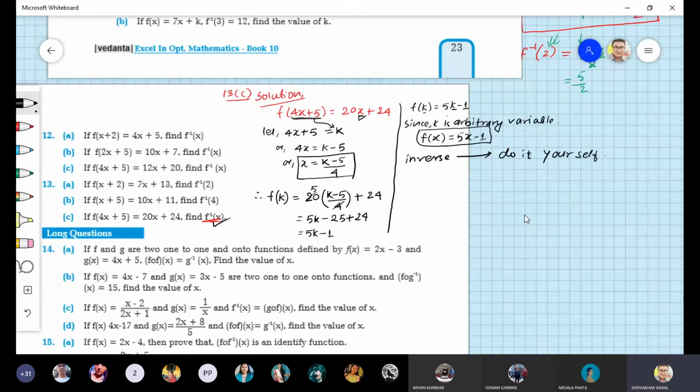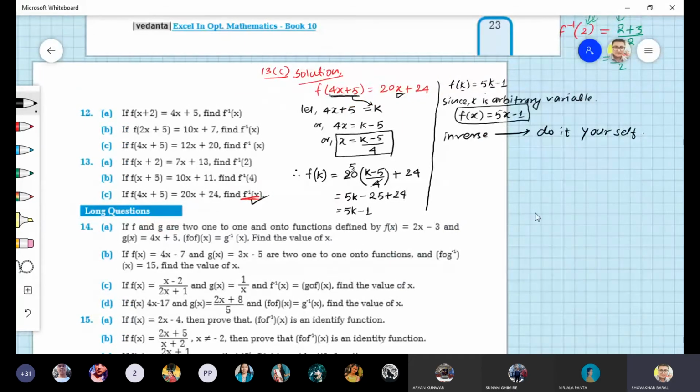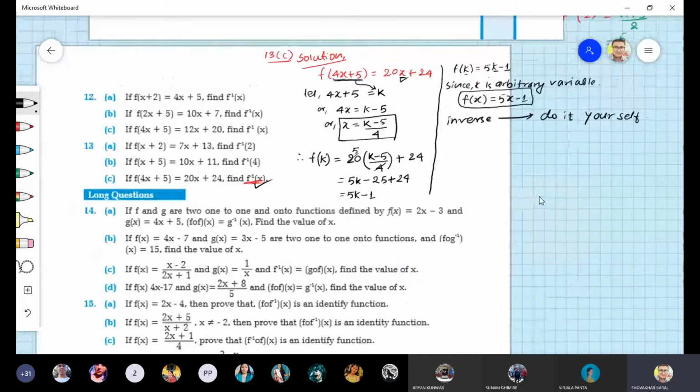Now let me go to the long question. I think you are following me. You are solving along with me. If you have not copied, then copy it fast and see question number 14a. You can find the inverse later. Now let's go to question number 14a.